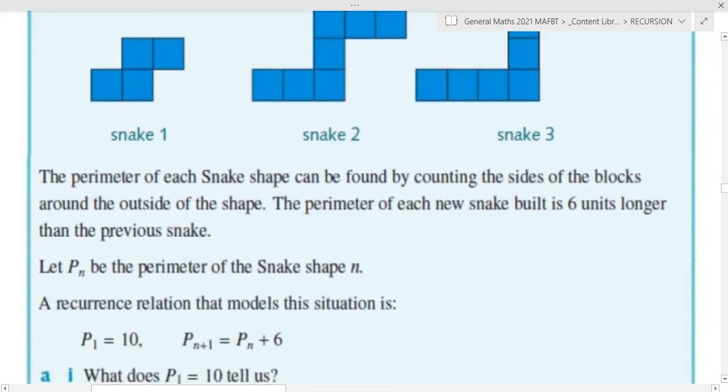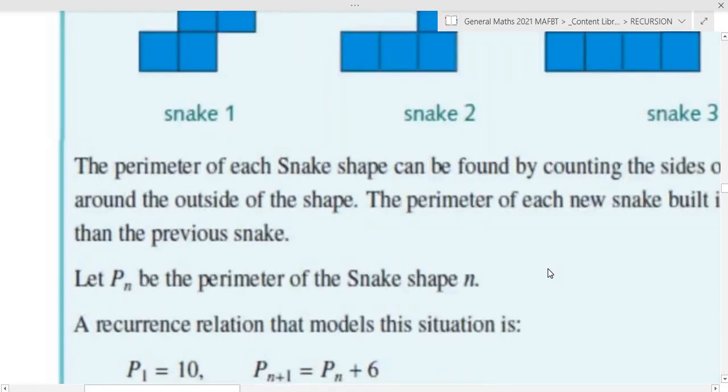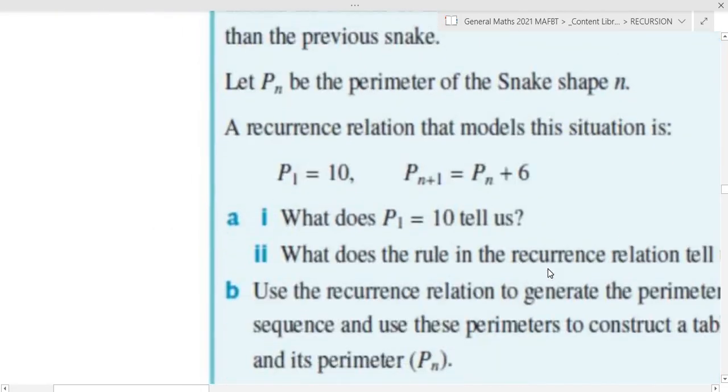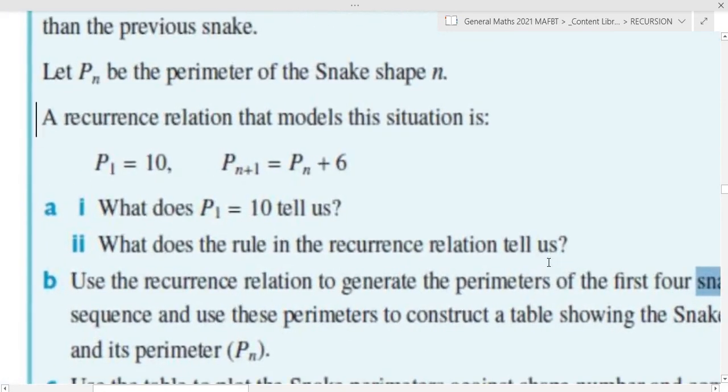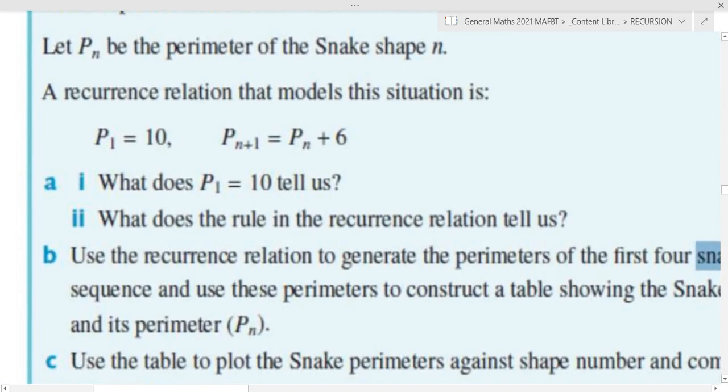Let Pn be the perimeter of the snake shape n. So what this is saying is, instead of using Tn, we're just going to use Pn. That's all it's saying. So we're just going to use P. Here is a recurrence relation that models this situation. Part 1, what does P1 equals 10 tell us? Part 2, what does the rule tell us?